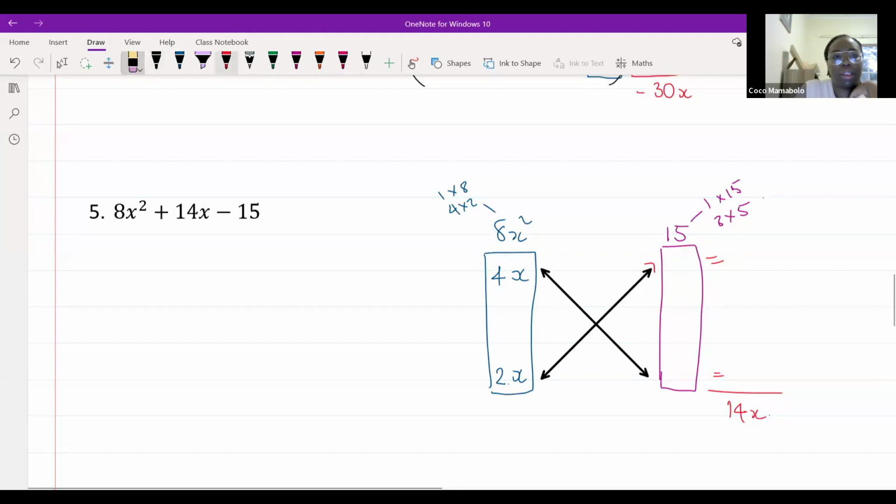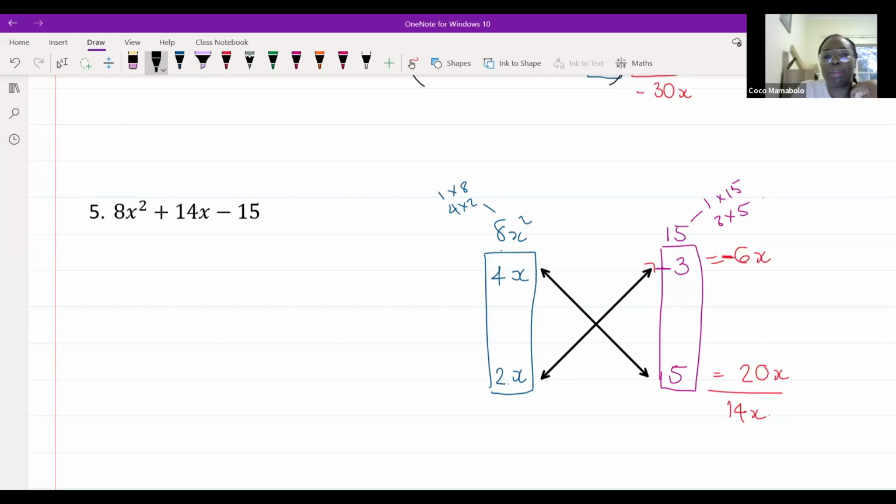If I swap 3 and 5, I'm going to end up with 2x times 3, which is going to give me 6x. 4x times 5 will give me 20x. If I add them, no, but if I minus them, yes. Which one of these two needs to be minused? I need positive 14, so I need negative 6. So over here, I'm going to put negative 6, which means that negative belongs to the 3.